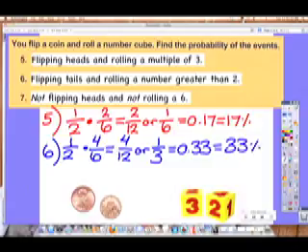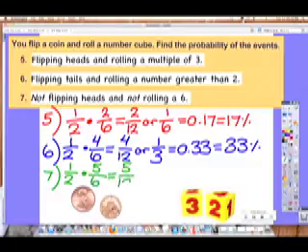Okay, last one, number 7. Not flipping heads. What's the fraction? It's still 1 out of 2, right? Because you would get tails. So 1 out of 2. And not rolling a 6. How many? Oh, it's 5 out of 6, right? Because you can get anything but a 6. So top times top is 5. Bottom times bottom is 12. 0 point something. I don't know. Help me out. What is it? You can shout it out, guys. 0.42. So that's 42%.